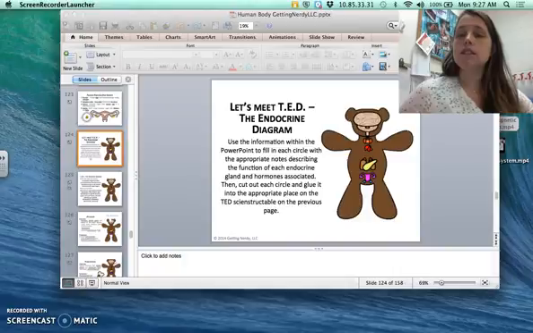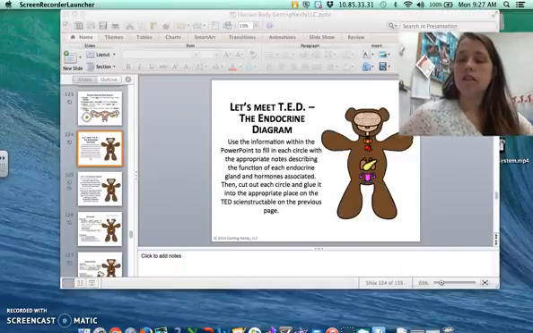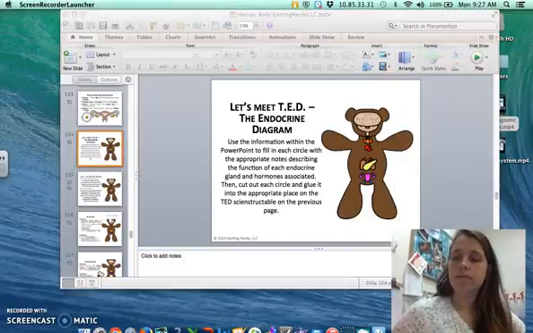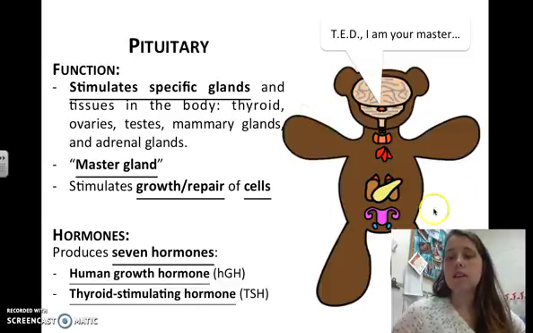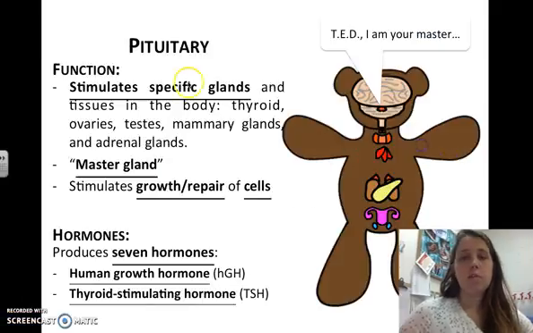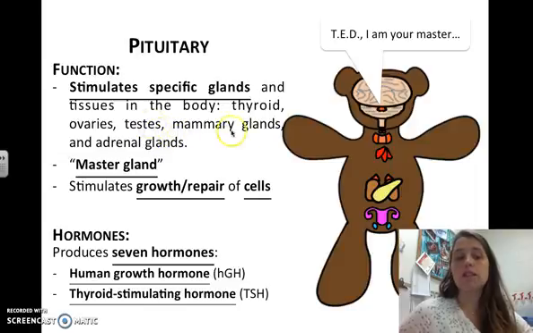So this is TED. Okay, and he is your master. Okay, the pituitary gland is your master. So it stimulates specific glands and tissues in the body. So when it says stimulates, it means it makes them work. Okay, some of those different tissues or glands in the body are the thyroid, the ovaries, the testes in boys, the mammary glands, and the adrenal glands.